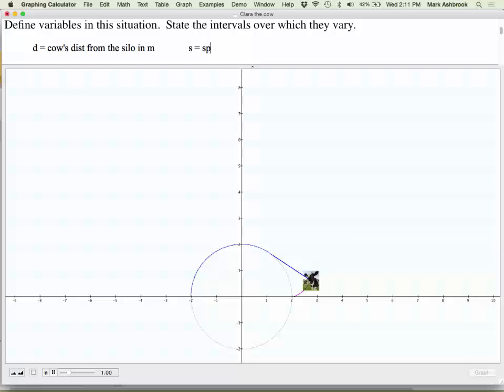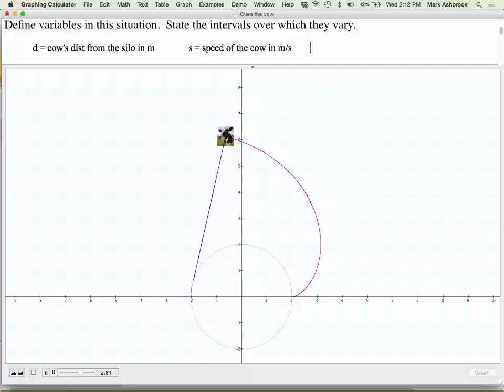Okay, so that's fine. S equals the speed of the cow in meters per second. What else? So that's changing. Yes, sir. The total area of grazed land.